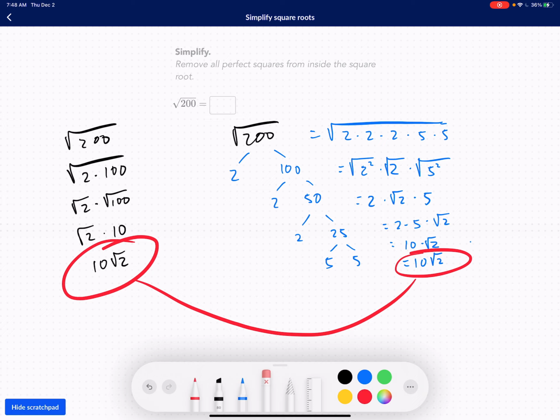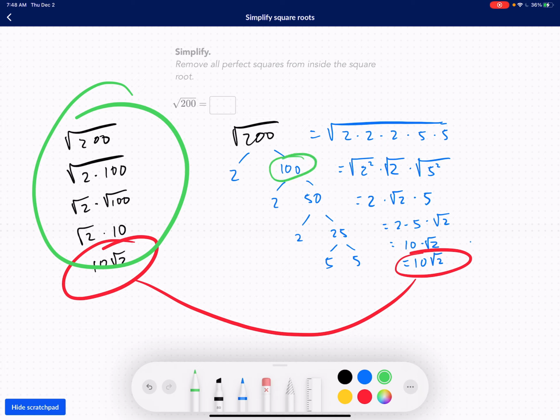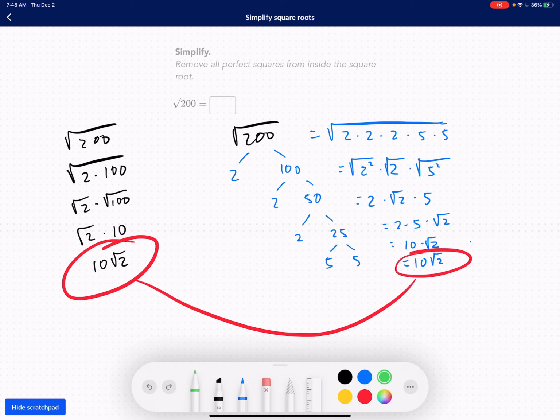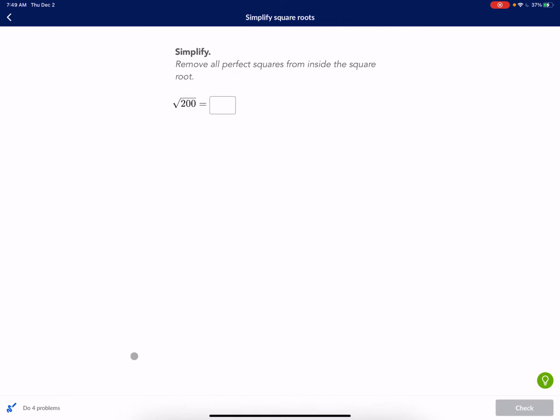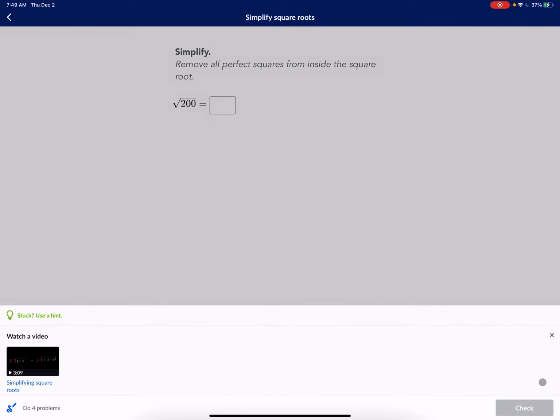I think this way is a bit more simple, right? As soon as you get a perfect square, you can stop. You can just factor it out like this and then simplify it like that, okay? So that's pretty much it for this one. Let's go ahead and check the answer. We got 10 square root of 2. We're going to check the answer here.